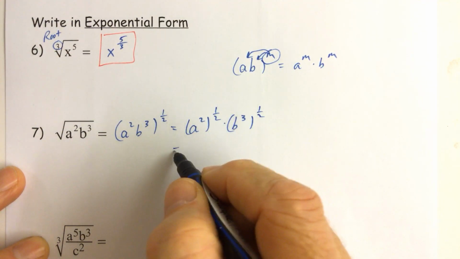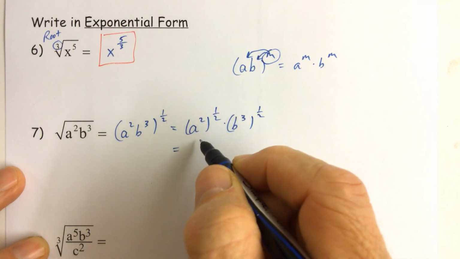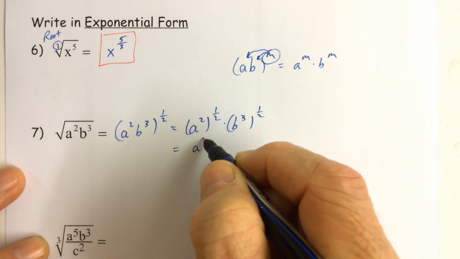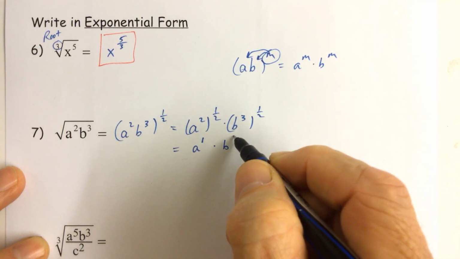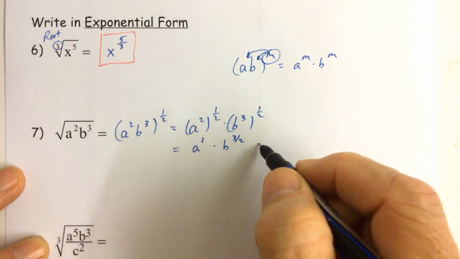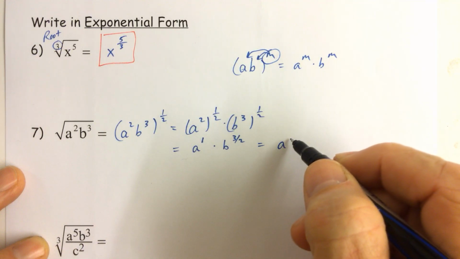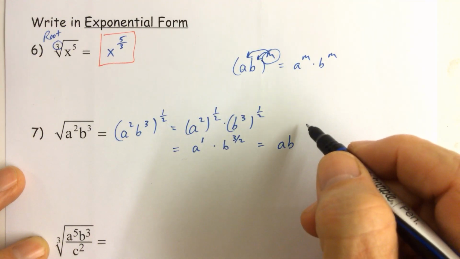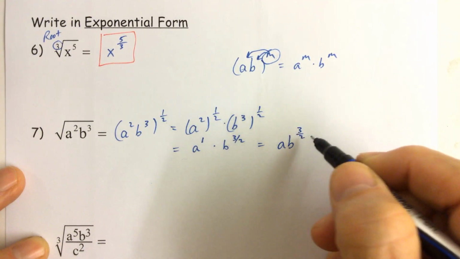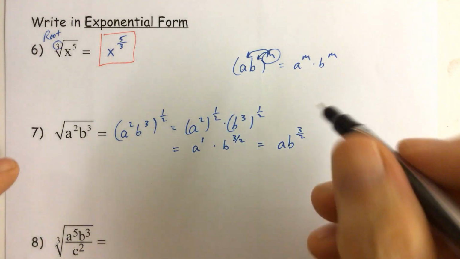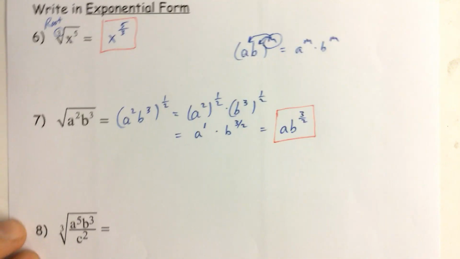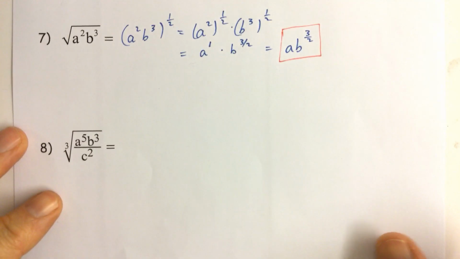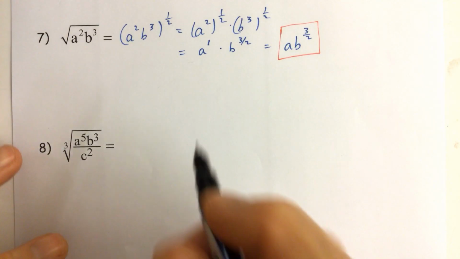And now a squared to the 1/2, we multiply. 2 times 1/2 is just 1. So I could put a 1 there if I wanted to. 3 times 1/2 is 3/2. And so just cleaning it up without that 1 right there, we can write it as a times b to the 3/2. That would be the simplest way to write it in exponential form or exponent form. I really don't like the term exponential form, but anyway, that's how we do that.